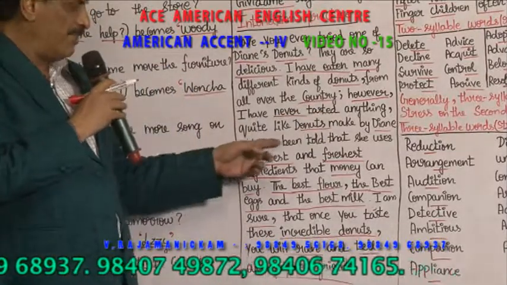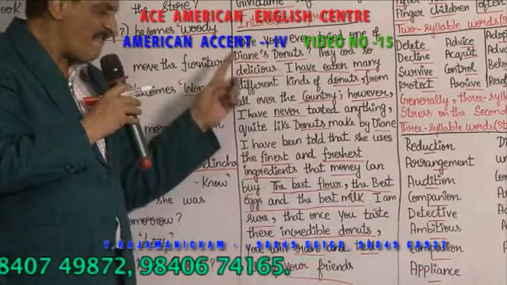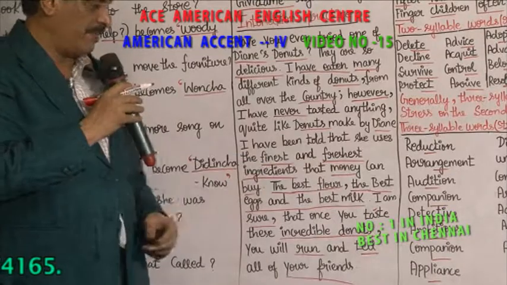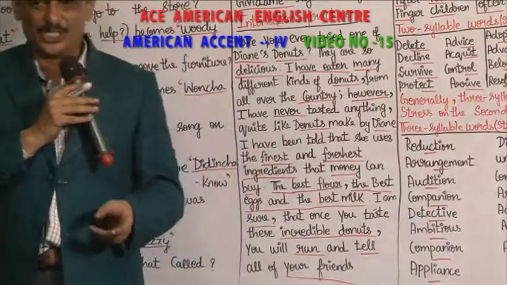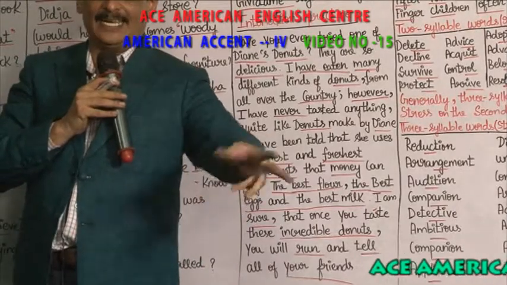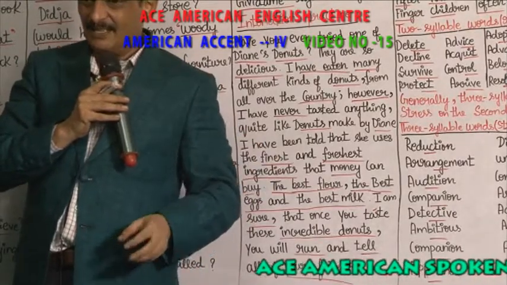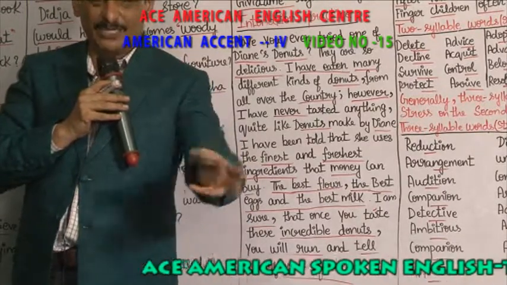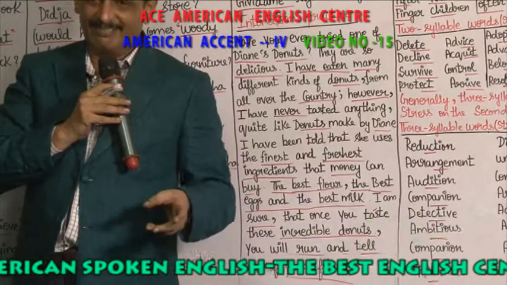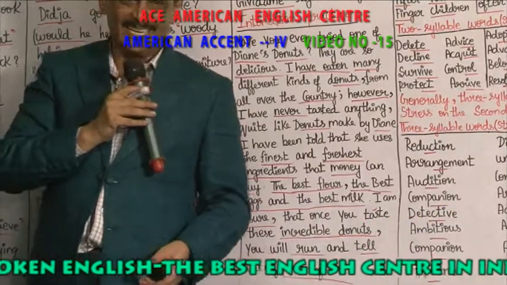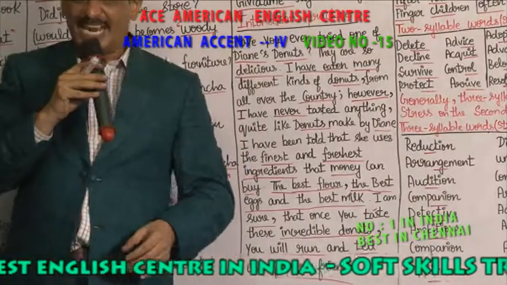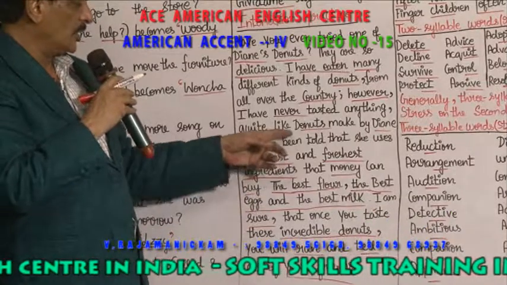I've been told that she uses the finest and the freshest ingredients that money can buy. So Diana, what she does, she buys the best, finest quality of ingredients. What do you mean by ingredients? Something for gravy. What are the ingredients you are using? Chili powder, then water, then salt. These are the ingredients, right? So she uses the finest and freshest ingredients to make donuts.